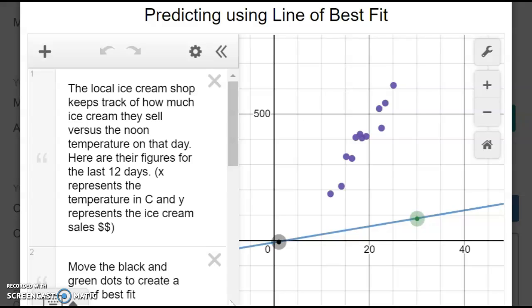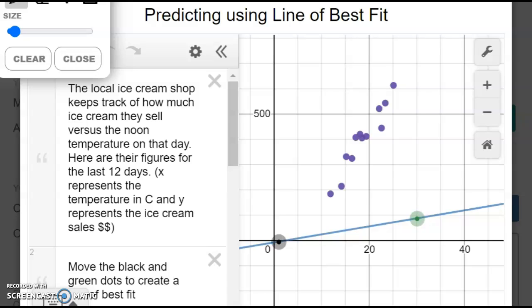Let's read the write-up. The local ice cream shop keeps track of how much ice cream they sell versus the noon temperature on that day. Here are the figures for the last 12 days. X represents the temperature in C, and Y represents the ice cream sales in dollars. Okay, in C means Celsius. Then we are asked to move the black and green dots to create the line of best fit.